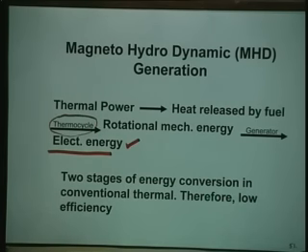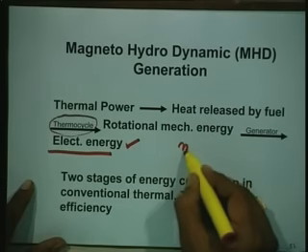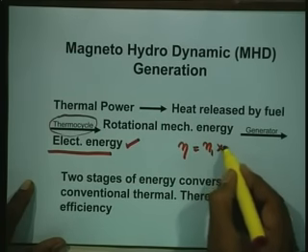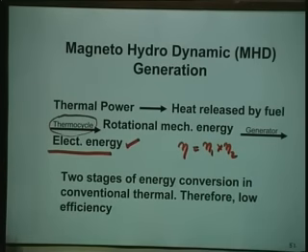Now, all of you are aware that eta is equal to eta 1 into eta 2. Naturally, this eta has to be lower than the two. So, efficiency was inherently low. With two stages of energy conversion in conventional thermal, there was therefore a low efficiency. The highest efficiency you can achieve in a thermal power plant in the world is around 40%. In India, it does not go much beyond 30 for various reasons. Let us not go into them.